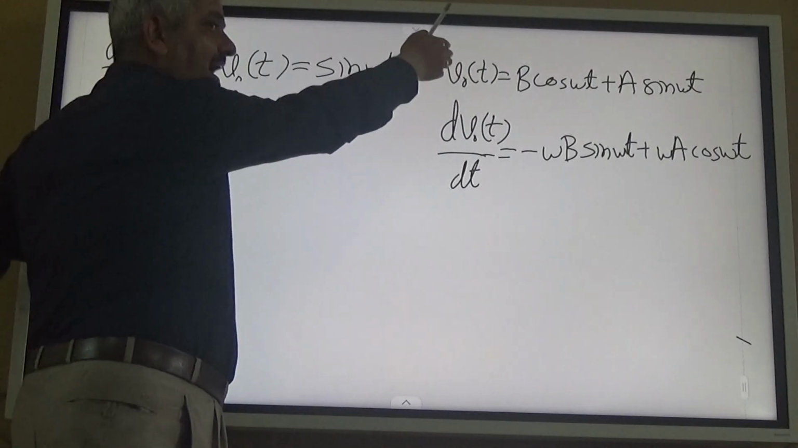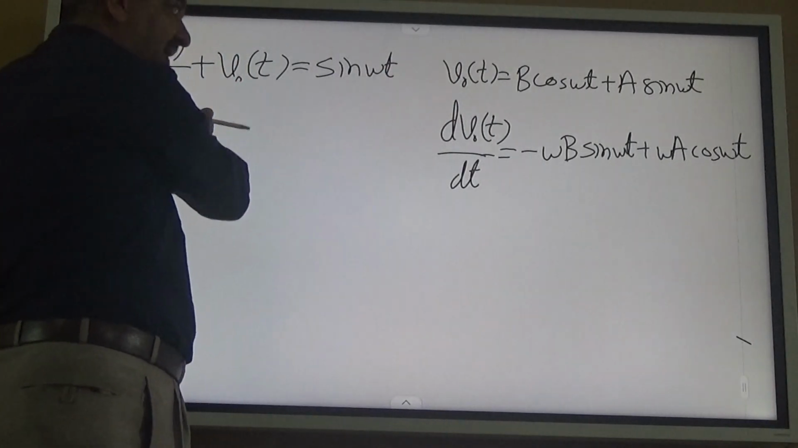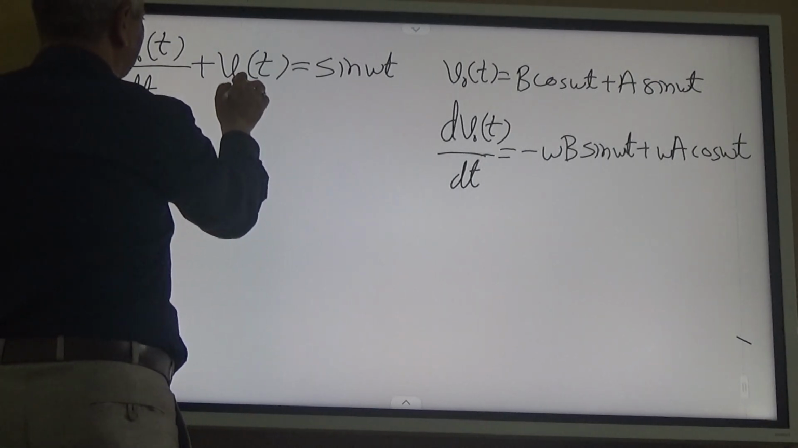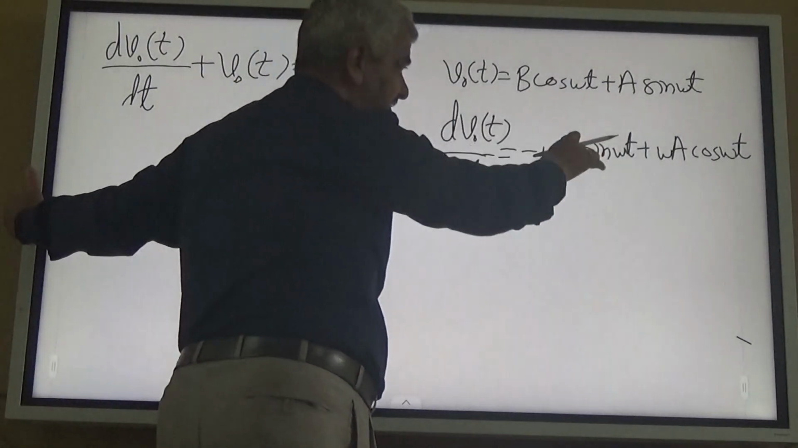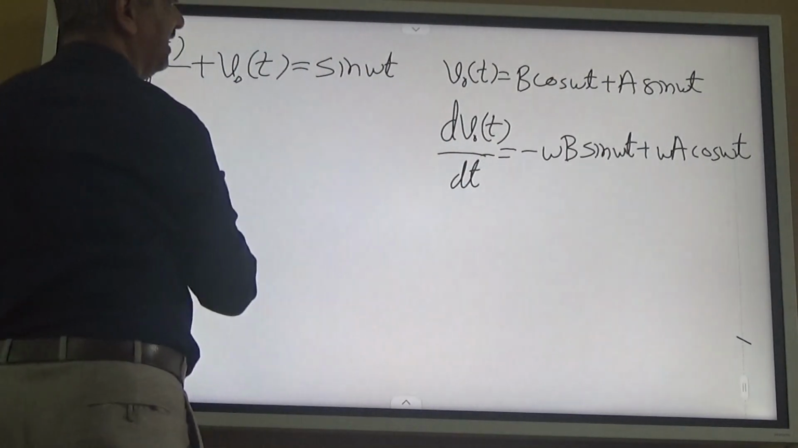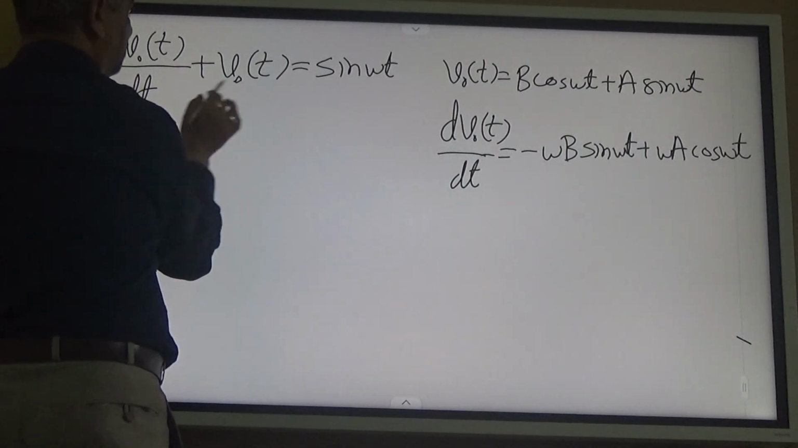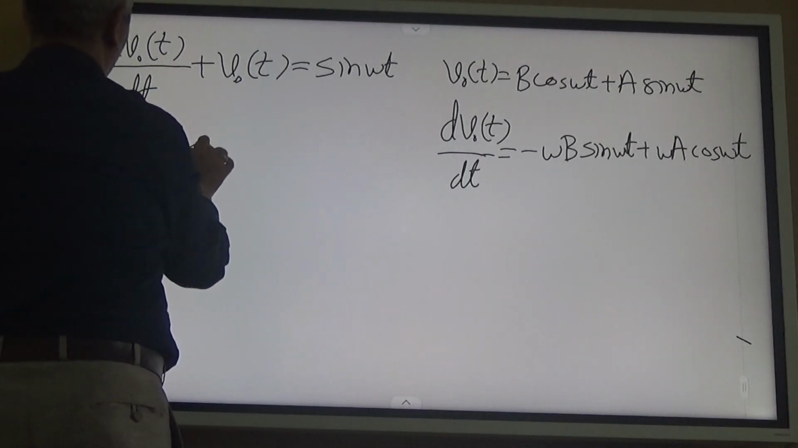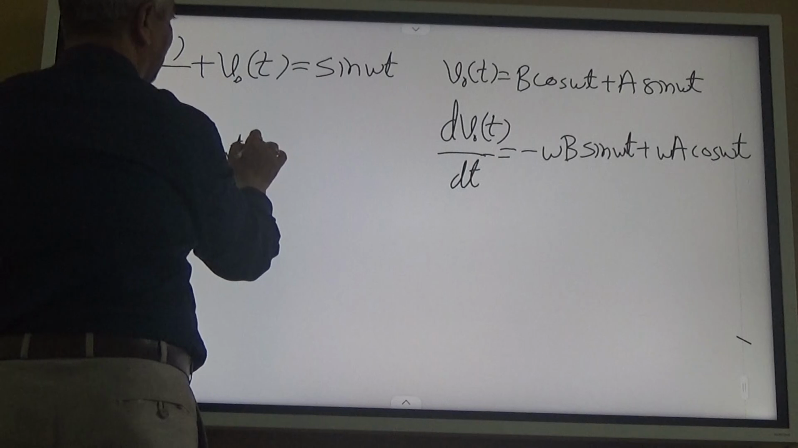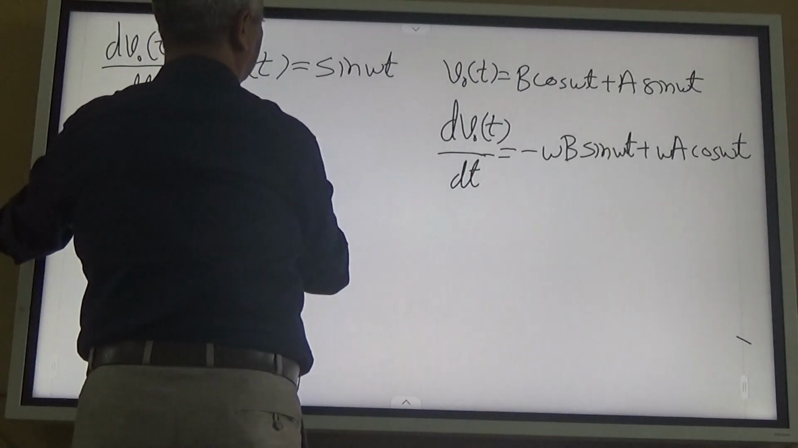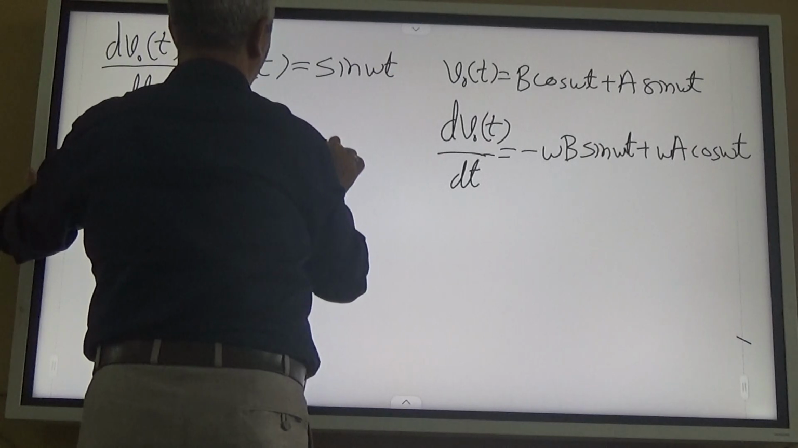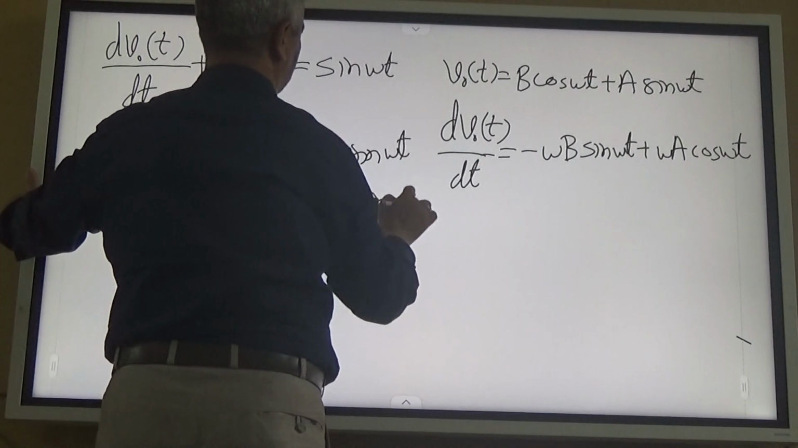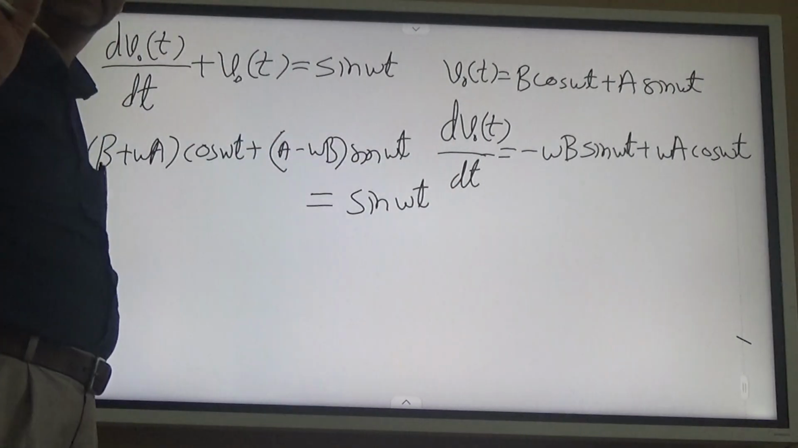Now I just add these two terms on the left hand side. So what do I get? dVOT by dt, and while adding, these are to be added, I will fill up cos terms and sin terms. So for the cos terms, what do I get? What are the cos terms? B plus omega A cos omega t, plus A minus omega B sin omega t, and that is equal to sin omega t. It is as plain as that.